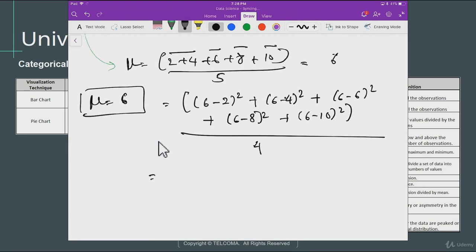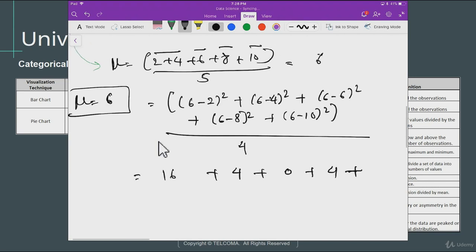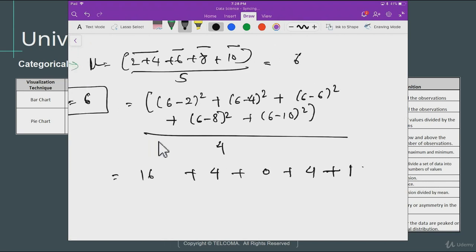So in this scenario, the first one would be 6 minus 2 the whole square, that is 4 square, which would be 16. Second would be 6 minus 4, 2, the whole square of 2 is 4, plus 6 minus 6 is 0. Again, 6 minus 8 is minus 2, square is 4, so we have 4. And 6 minus 10 is minus 4. Minus 4 square is 16. We have plus 16, divided by 4.